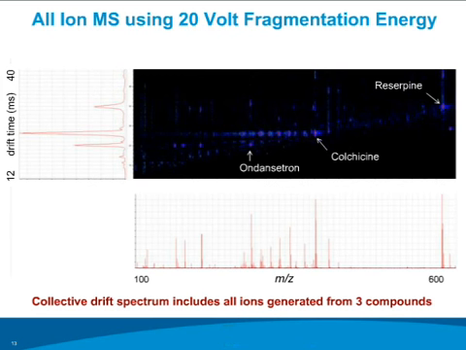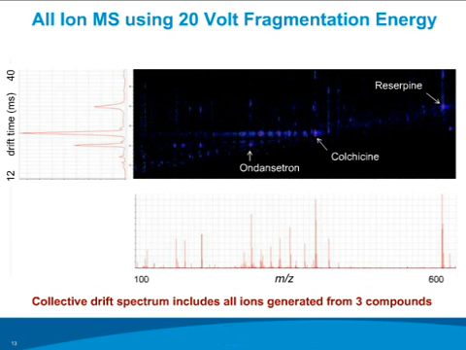Okay, here's an example now of another mixture of 3 ions. In this case, we're using fragmentation. We have 20 volts collision energy in our CID cell, and this is a mixture of these small 3 drugs, ondansetron, colchicine, and reserpine. And you can see here in mobility space, they're very nicely separated over a range of about 12 to 40 milliseconds. But the spectrum in the bottom, the mass spectrum, is a collective drift spectrum, and it includes all the ions.